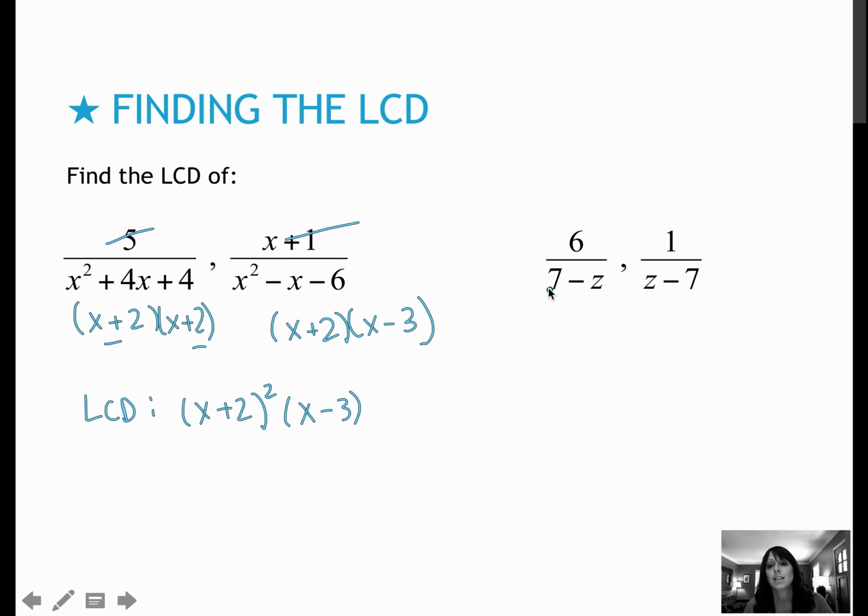For my second, this is one of those tricky ones where they're almost the same thing. 7 minus z, z minus 7. I would probably rewrite this as -1 times (z minus 7). And now I can see that my LCD would be -1 because it happens once here, and z minus 7 because it happens once here and once here, so the most number of times is once.